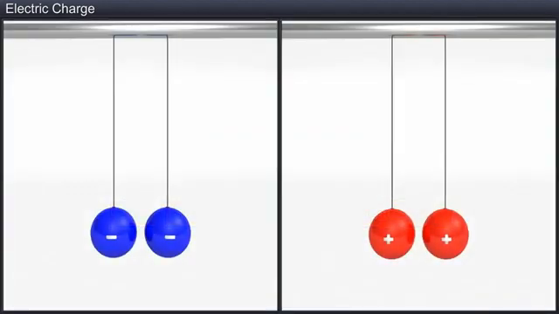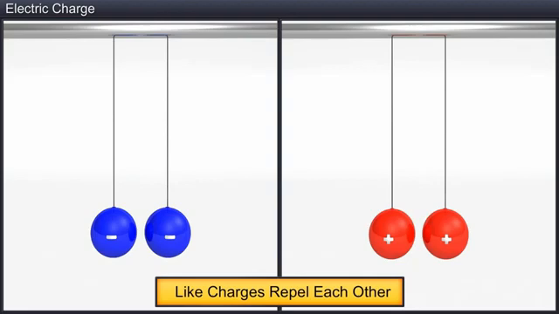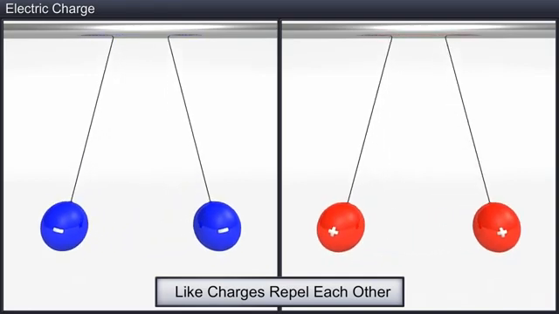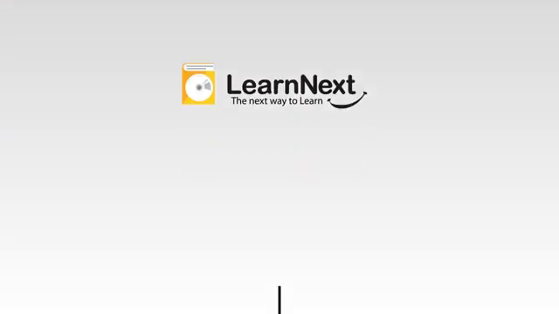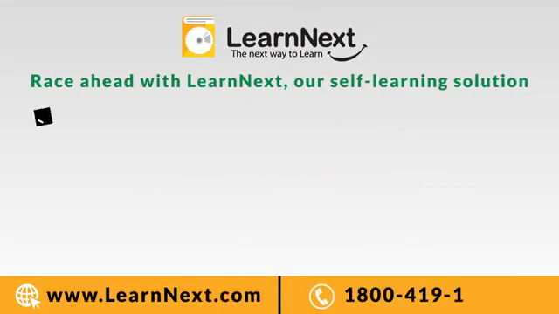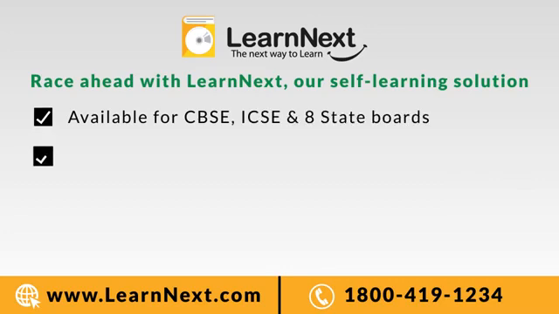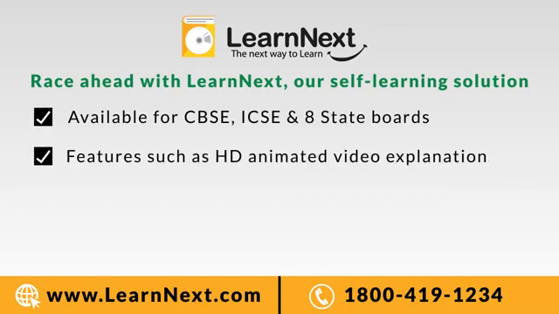It is also observed that like-charged bodies repel each other. For example, two pith balls, both carrying like charges, repel each other. Unlike charged bodies attract each other. For example, a pith ball carrying a positive charge will attract a negatively charged pith ball.